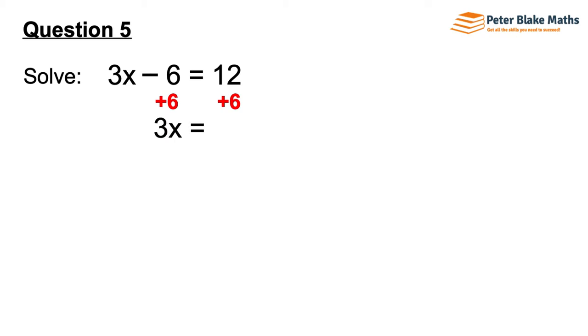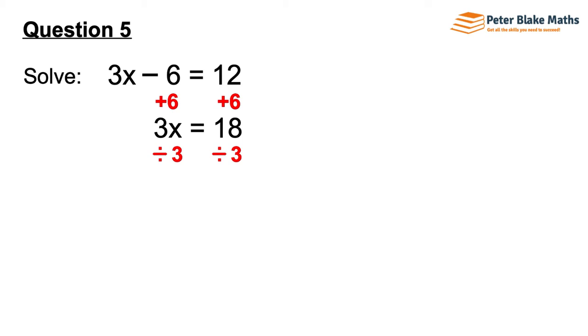And on the right hand side, we just go with whatever results there and calculate it. 12 plus 6 equals 18. And now 3 is multiplying by the x. We want to get the letter on its own. The opposite of a times by 3 is a divide by 3 both sides.